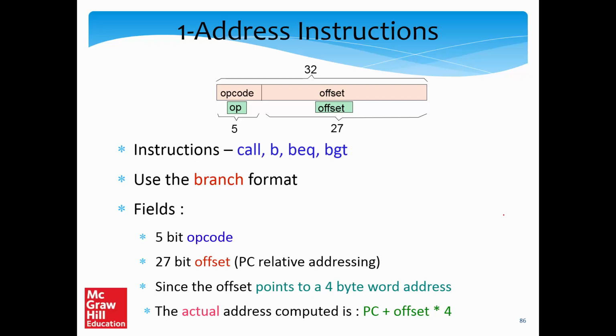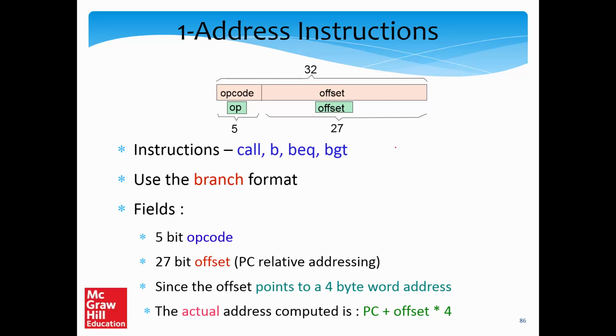Now let's look at our one address instructions. So we have 4 such instructions. They are call, unconditional branch B, branch if equal BEQ, branch if greater than BGT. So they use what is called the branch format, which we'll define right now. The top 5 bits remain the same, the 5-bit opcode. The remaining 27 bits specify an offset. So it's PC relative addressing. This is a signed number which is added to the PC. So we can add something or subtract something. As I said, it's a 27-bit signed number which is added to the PC.